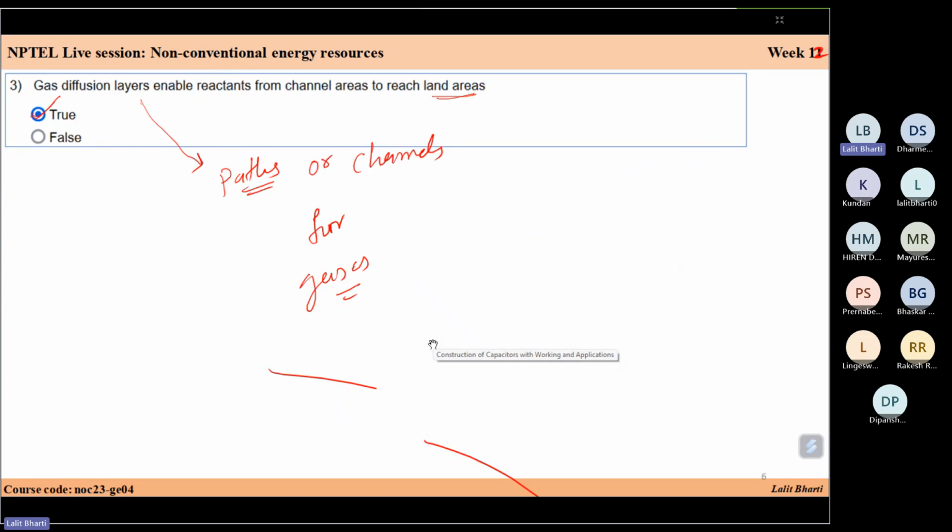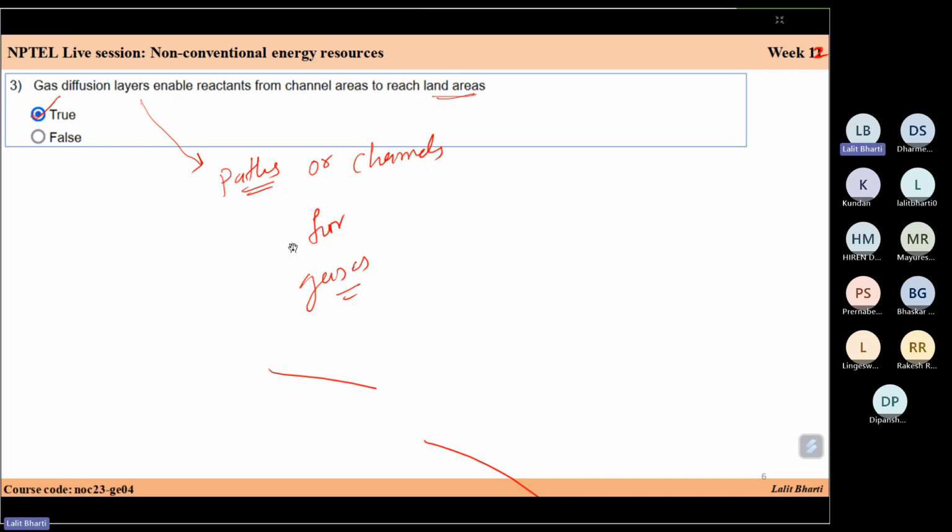Then we go to our next question. It says, gas diffusion layer enables reactant from channel area to react land areas. So this is, I guess, from the PEM cell or the fuel cells. Gas diffusion layers enable reactant to channel areas to react land areas. So I guess this is from the fuel cell part, and we had the gas diffusion layer in that.